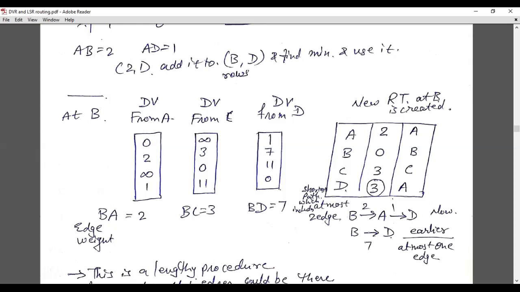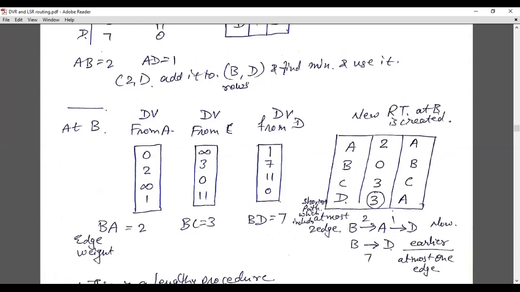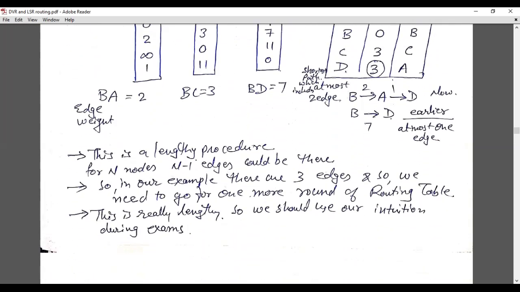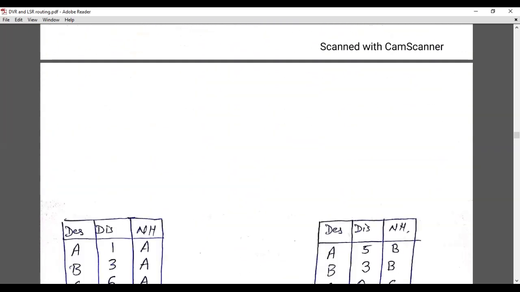The shortest path, which includes at most 2 edges, is considered here, and we are getting a better path compared to 7. This is a lengthy procedure. For n nodes, n-1 edges could be required. In our example there are 3 edges, so we need one more round of routing table updates. This is really lengthy, so we should use our intuition during the exams, otherwise it will take a lot of time. We will see the overall picture.